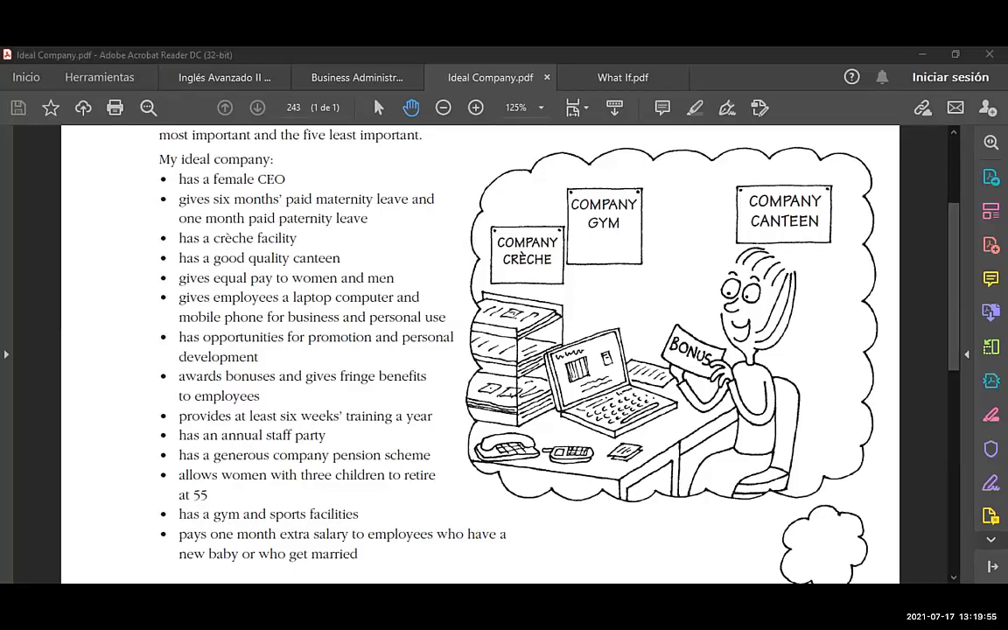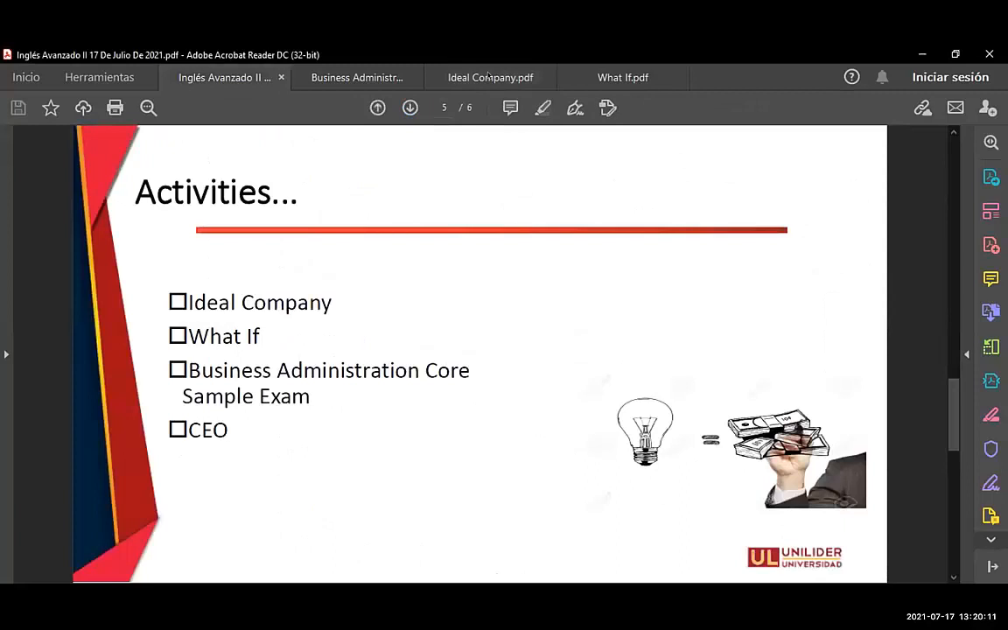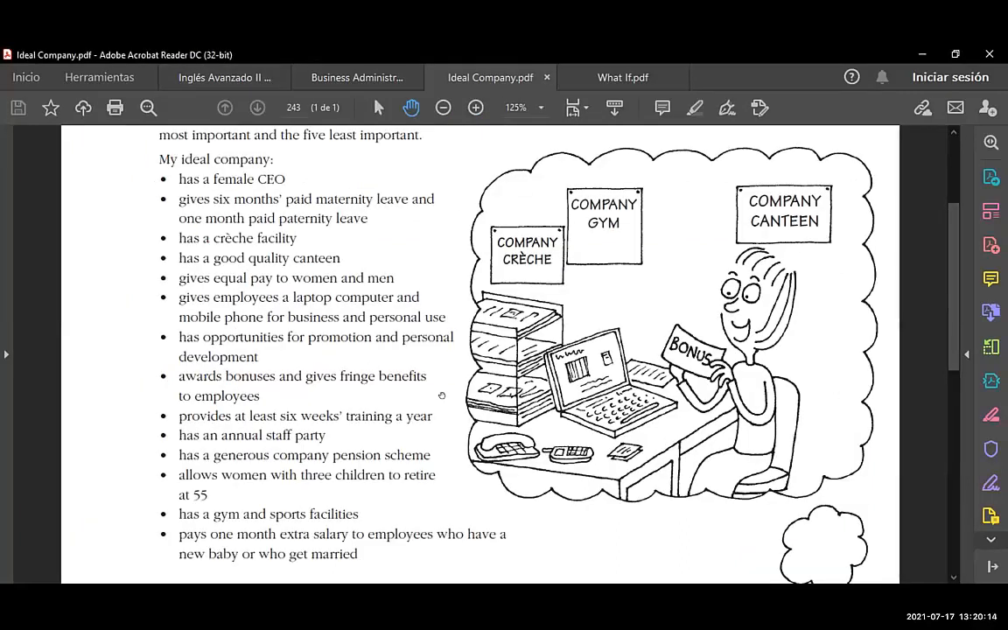Okay, Rosie, what about you, Ceci? Have you finished? Yes. Good. So, who wants to be the first in participating? Okay, Rosie, you want to be the first? Okay. For you, what are the 5 most important aspects for your ideal company?